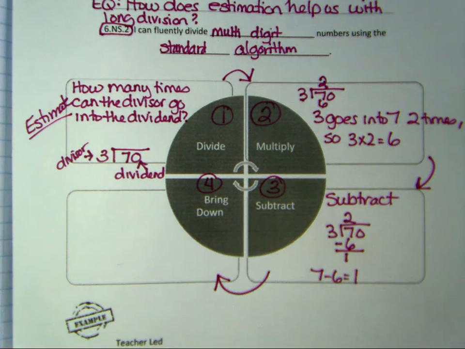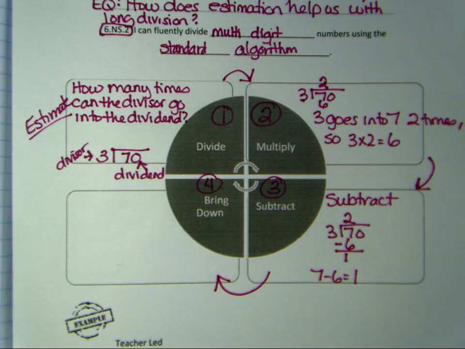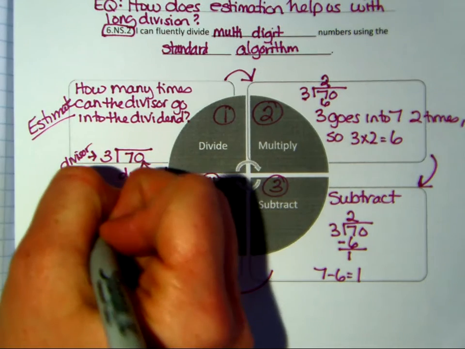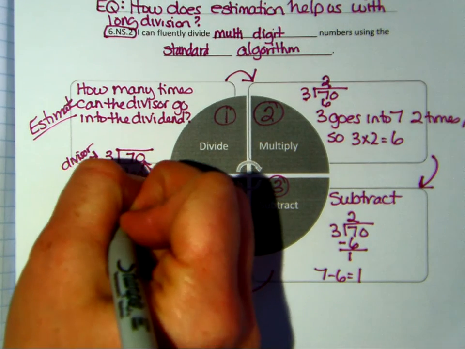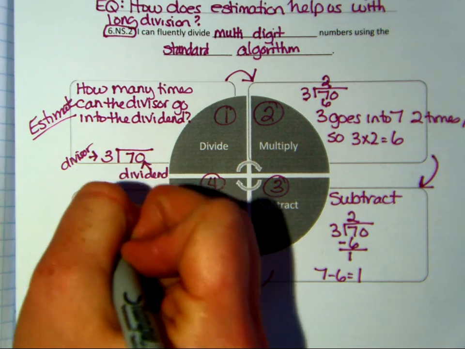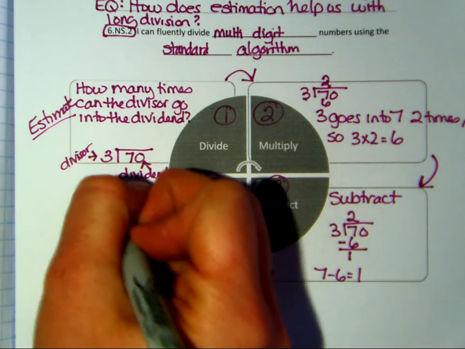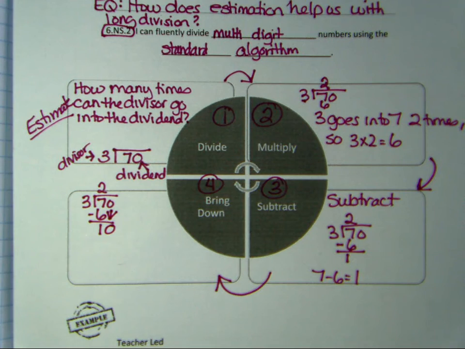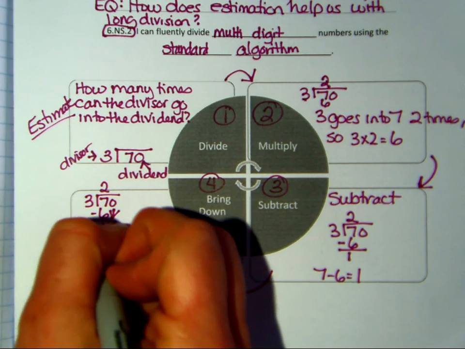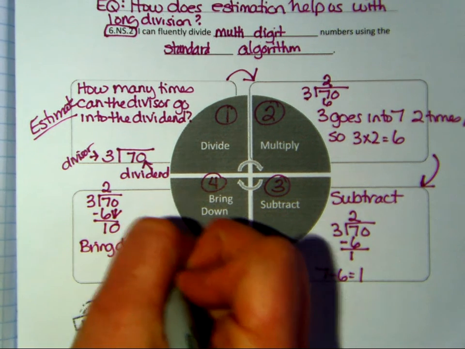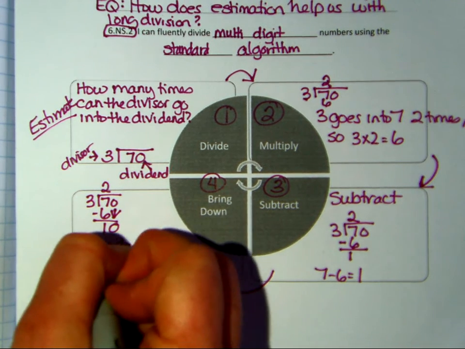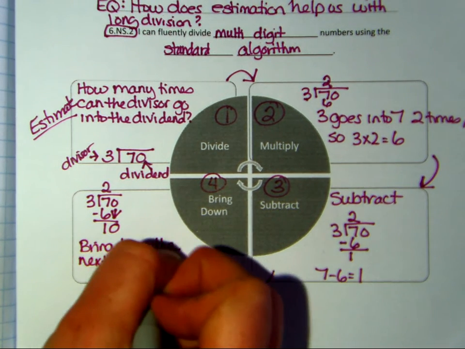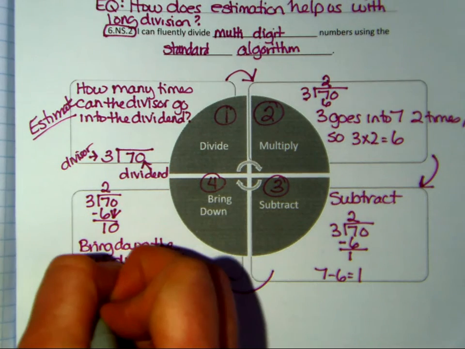Which brings us to our step here, which is to bring it on down. So we had 3 goes into 7 2 times. 2 times 3, which was 6. We subtracted and we got 1. Now we have this digit over here, this 0. We're going to drop that digit down, and we have 10 now. So now we brought the digit down and we can repeat the system. So bring down the next digit and repeat the cycle.